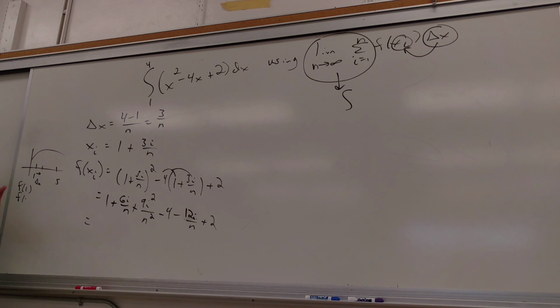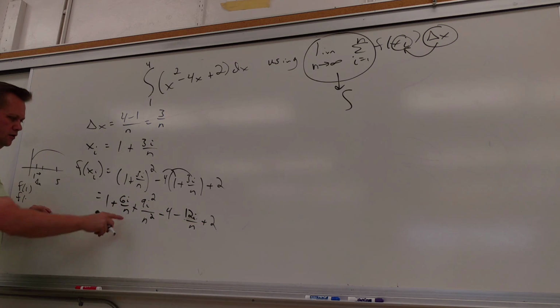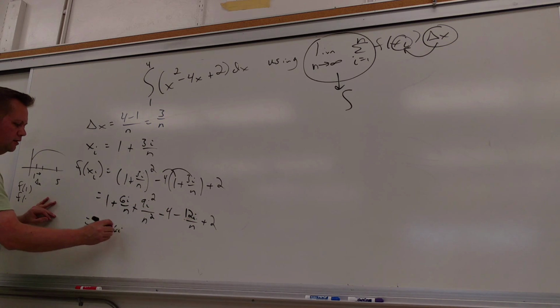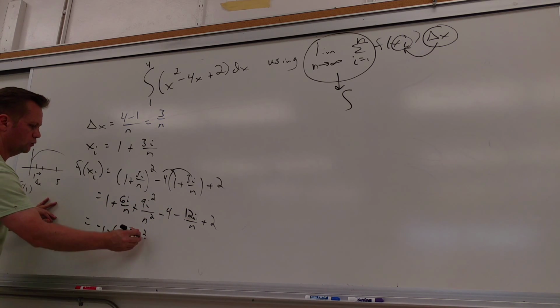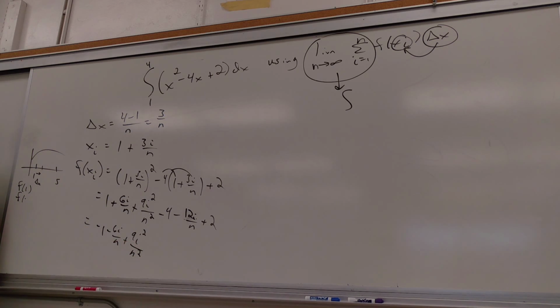Now it's less easy to see the parts because we've started to simplify it. It shouldn't look familiar at all anymore. So now we get 1 plus 2 is 3, minus 4 is negative 1. 6i minus 12i is negative 6i, plus 9i squared over n squared. Let me stop there for a second.